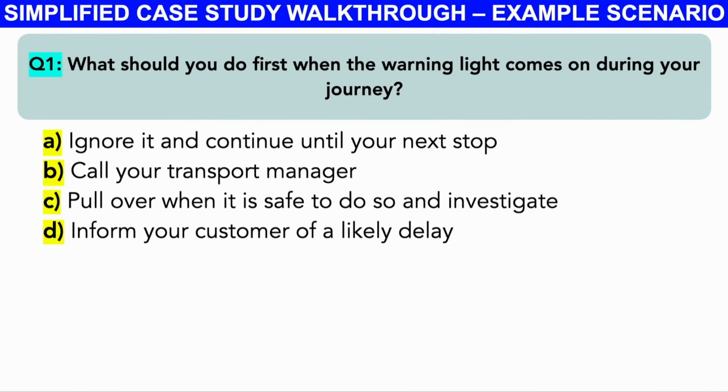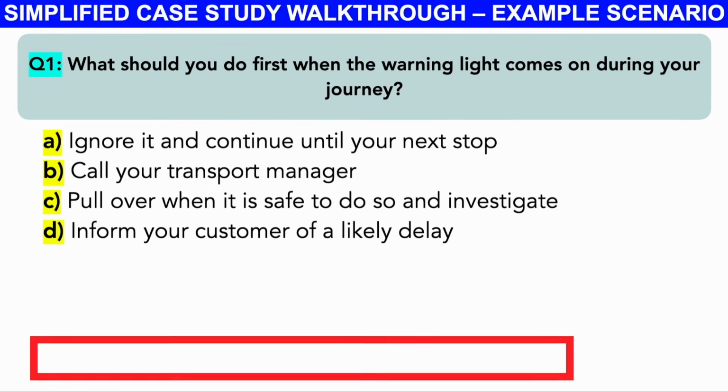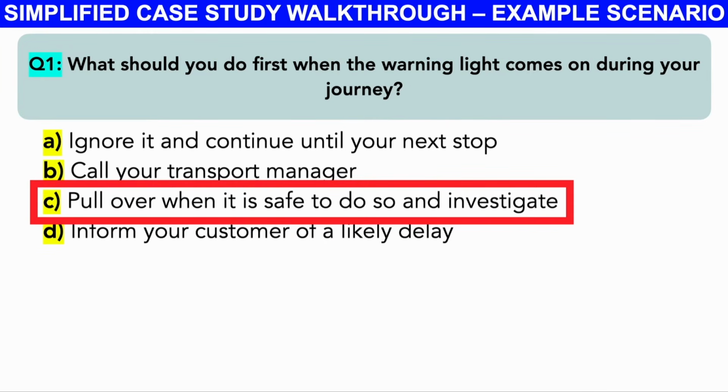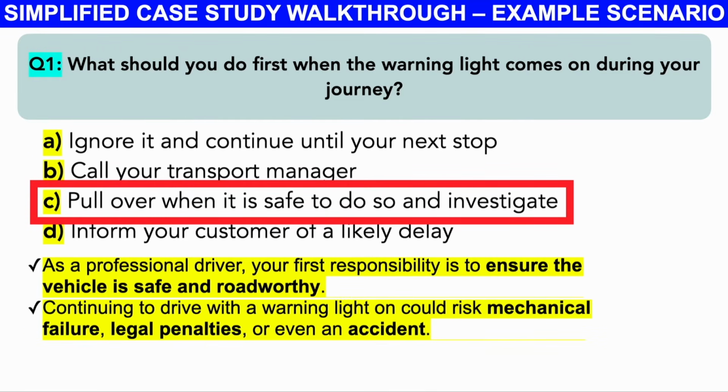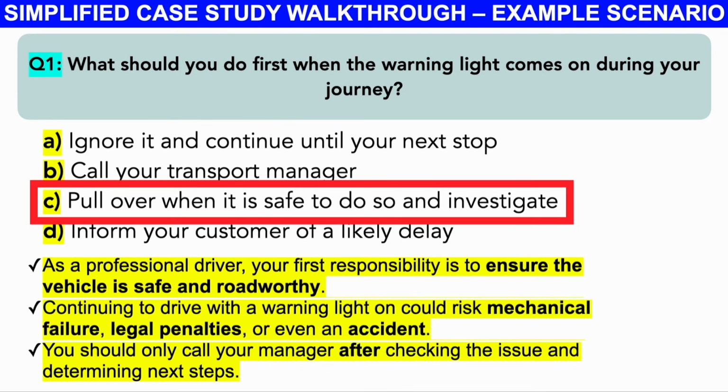Did you get it? Well, the correct answer is C. Pull over when it's safe to do so and investigate. Why? Well, as a professional driver, your first responsibility is to ensure the vehicle is safe and roadworthy. Continuing to drive with a warning light on could risk mechanical failure, legal penalties, or even an accident. You should only call your manager after checking the issue and determining the next steps. Always deal with potential safety issues immediately and professionally.